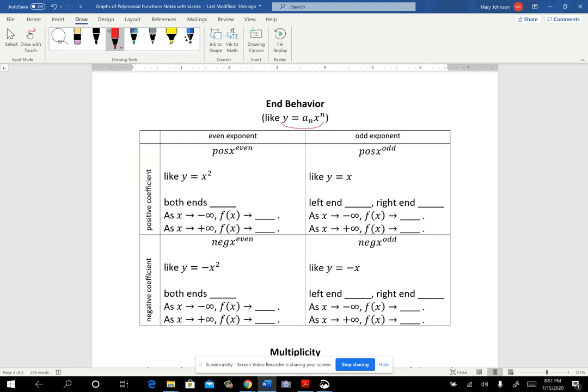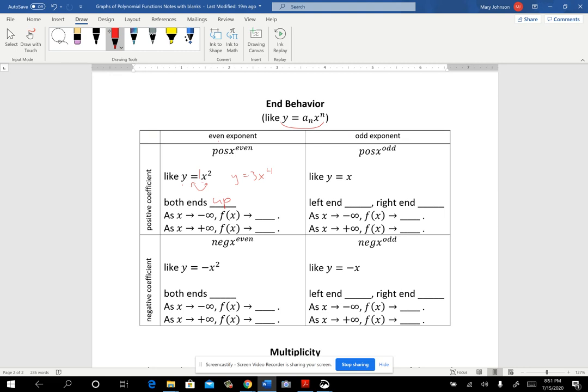So if you have a positive x to an even power, like y equals 1x squared, or y equals 3x to the fourth, where the exponent is even and the number out in front is positive, then both ends are going to be up, just like an x squared graph would be. And really, that's all you need to know. But you do sometimes see this notation in calculus, and I just wanted to introduce it.